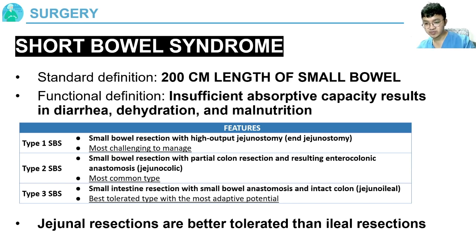It's important to understand that jejunal resections are better tolerated than your ileal resections because the ileum has actually so much function in the absorptive capacity of the whole length of the intestine, also hormonal and also absorptive functions of the intestines. So resecting the jejunum is actually better than resecting the ileum.